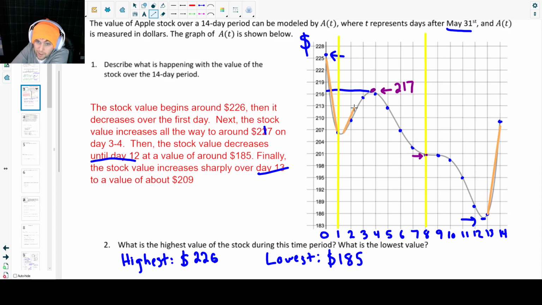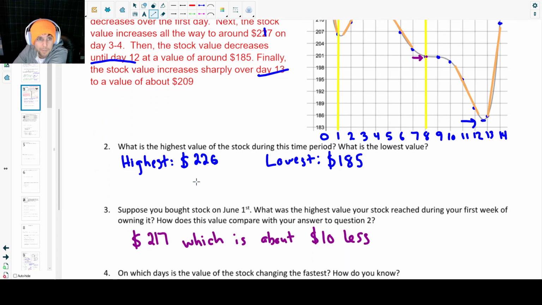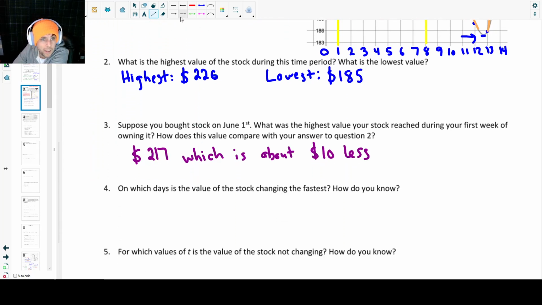Now, in these other sections, the one between day 2 and 3 is pretty steep, and that is also somewhat steep. It's not quite as much as these other ones here on the endpoints, right? We have some relatively steep sections, but I would say on the first day and the last day were where we saw the greatest amount of change. So we'll go ahead and say that.